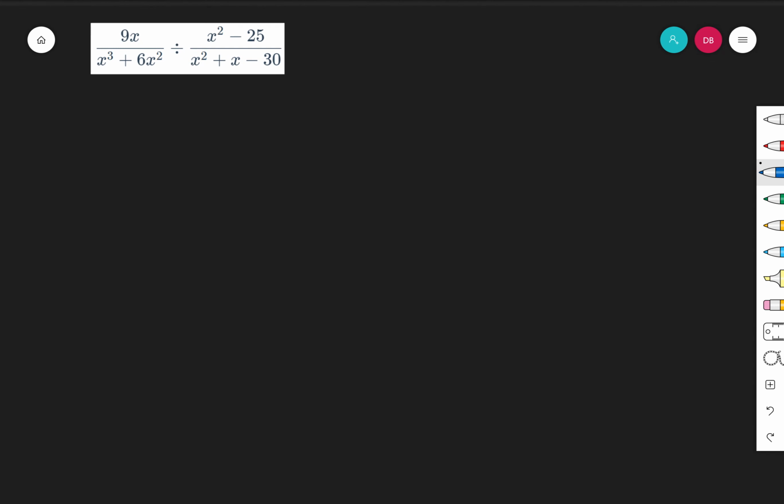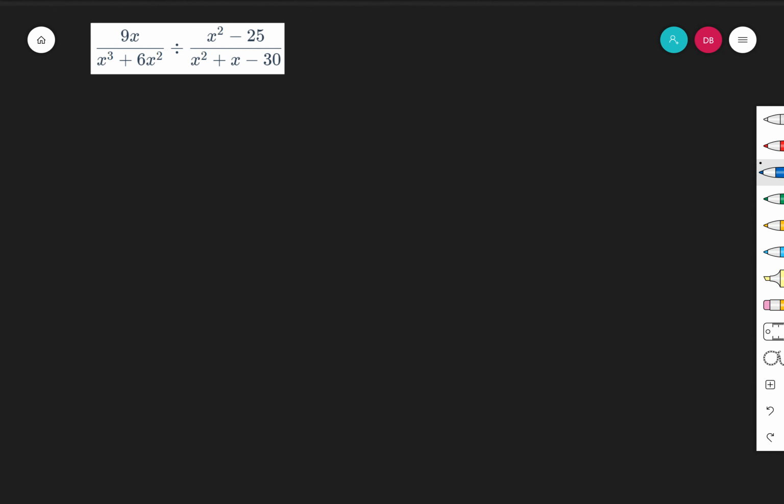All right, so I want to do a couple more examples of multiplying and dividing rational expressions. I'll do one more division example and another multiplication example. But remember, they're really very similar. The only difference is that with division, we have to start by realizing that we're multiplying by the reciprocal. So that's the only difference. Everything else stays the same.